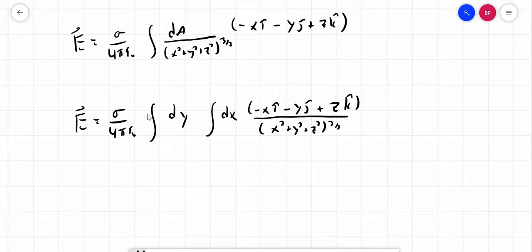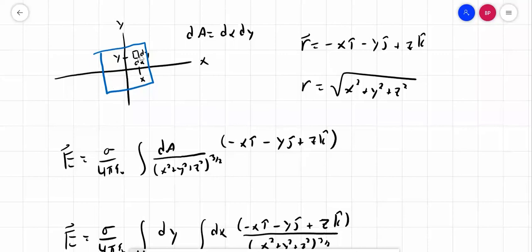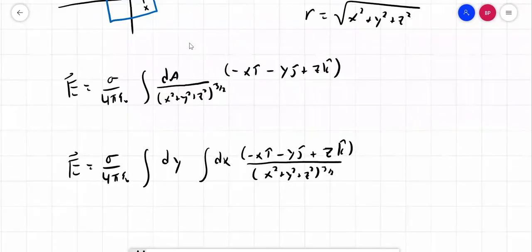Now I need to know what I should integrate from. Should I integrate from what to what? Well, this is a square, so I integrate over where there's charge. There's charge on the interior of the square, so I have to integrate over all of it. And it's centered at the origin and of side length s. That means x has to go from negative s over 2 to s over 2, and the same for y.